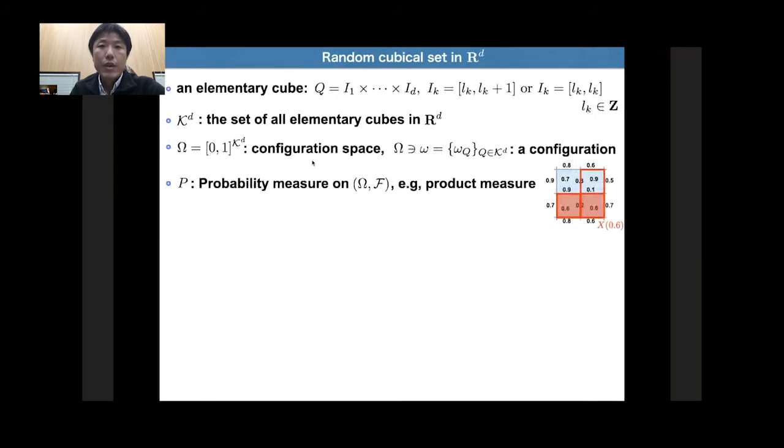Then our configuration space, big Omega, is given by the product space of the unit interval over all elementary cubes. Each configuration, small omega, is defined by assigning a value from 0 to 1 to each elementary cube, like this figure shows. For instance, 0.7 is assigned to this two-cell, 0.8 is assigned to this one-cell, and so on. Then we assign a probability measure on this configuration space. And today we simply consider a product measure.